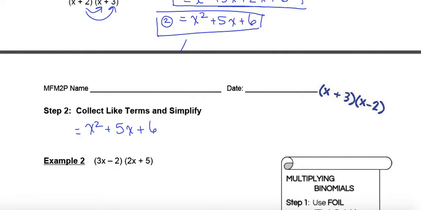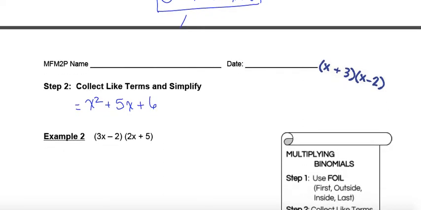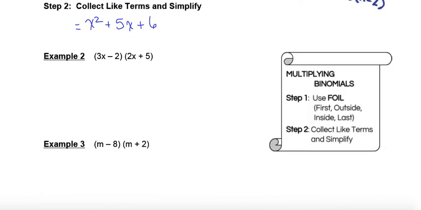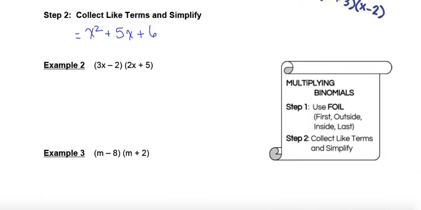So let's go through another example. Example number 2. Remember, I've included those steps for you here, so you can refer to those. We want to first use FOIL and then collect the terms and simplify. So 3x times 2x. 3 times 2 is 6, and x times x is x squared.